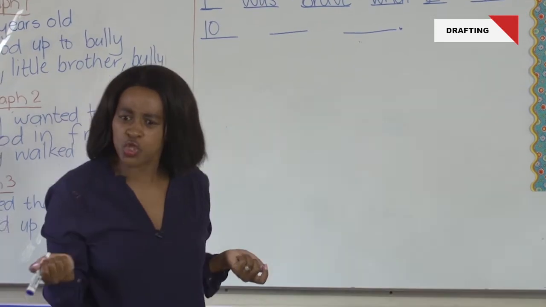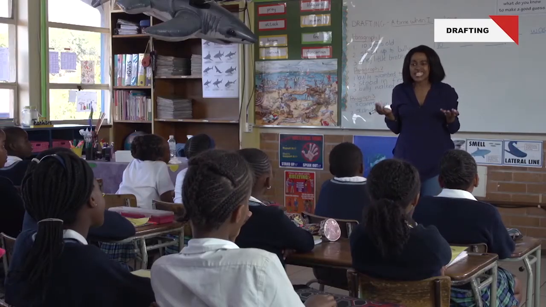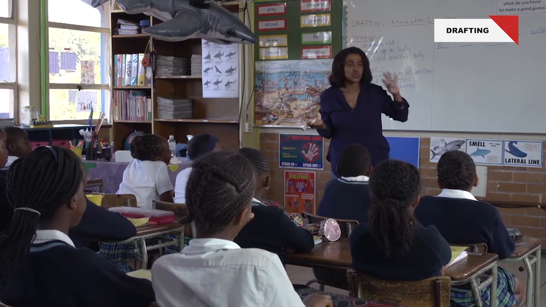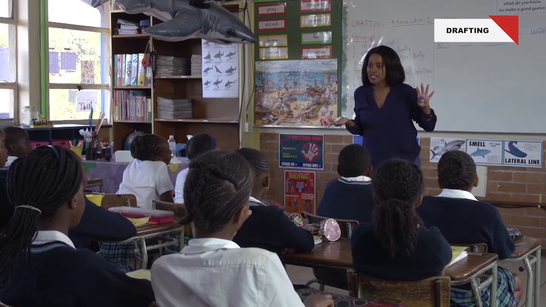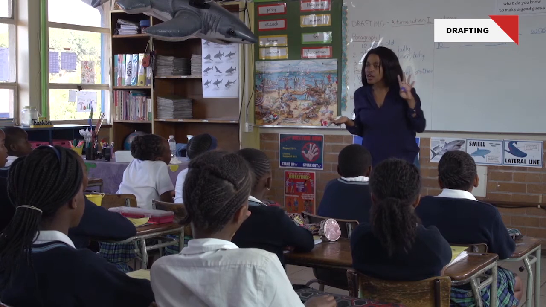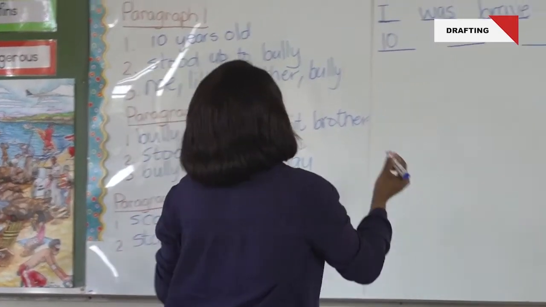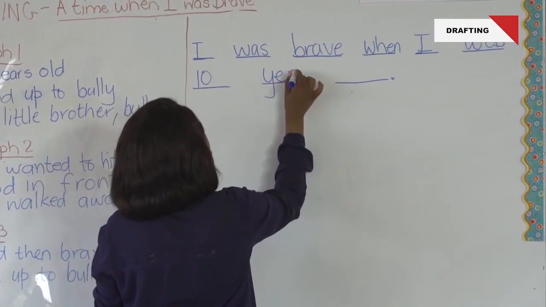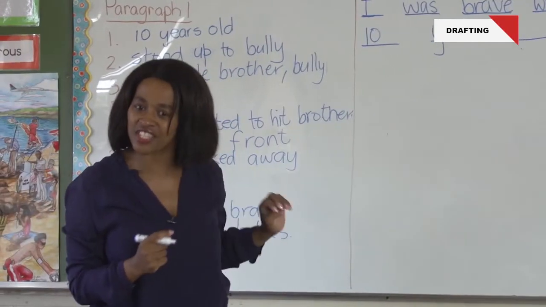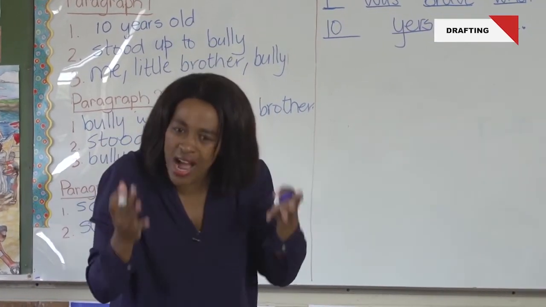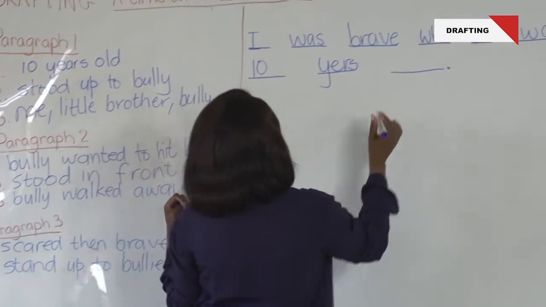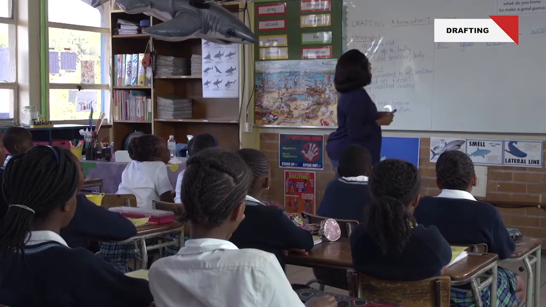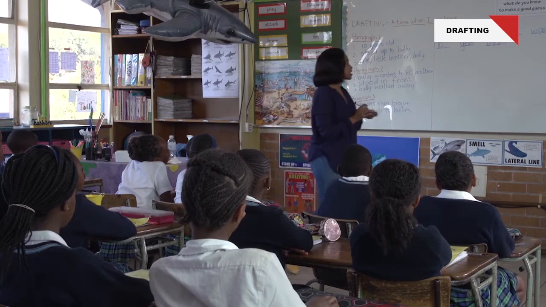What do we do when we cannot spell a word? We say it slowly and we hear the sounds and we write the sounds that we hear. Years, year, years. Let's say you can't write it. You say year. It's fine because this is a first draft. You are allowed to write what you can hear. 10 years old. Okay. I was brave when I was 10 years old.